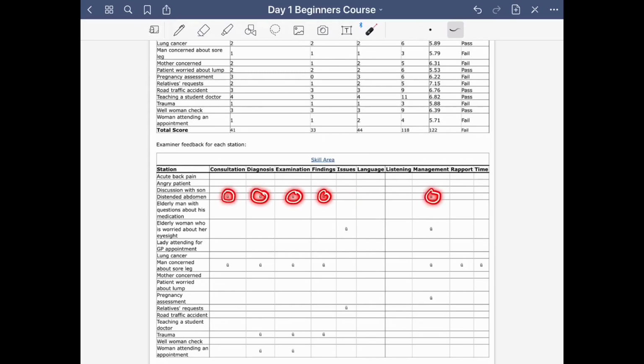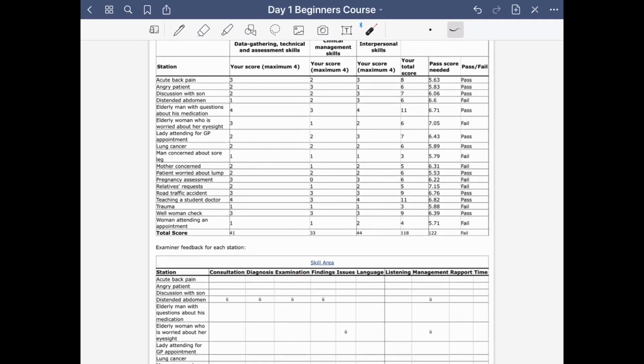Understand that if you are performing poorly in these 5 skill areas out of 10 skill areas, the result will be a failure. So make sure that you are trying to give your best shot on all 10 different skill areas.